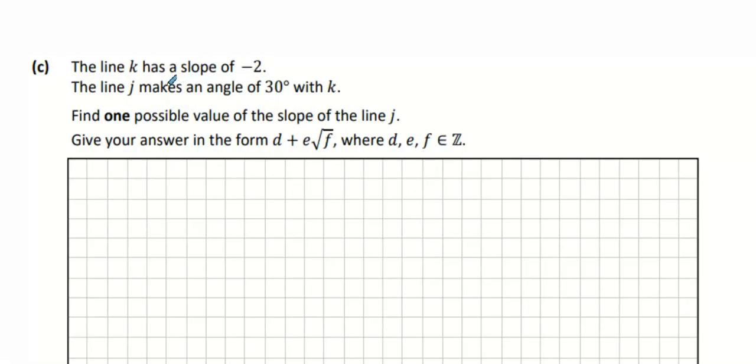C. The line K has a slope of minus 2. The line J makes an angle of 30 degrees with K. Okay, so minus 2 would be a slope of 2 down and 1 across. So this type of slope here. See the way it's going 2 down, 1 across, 2 down, 1 across. That's a slope of minus 2. Now there's another line that makes an angle of 30 degrees with it. Okay, so the second line will be this dotted line here. For argument's sake, I'm just going to cut it somewhere like this. And that would mean that this here is 30 degrees.